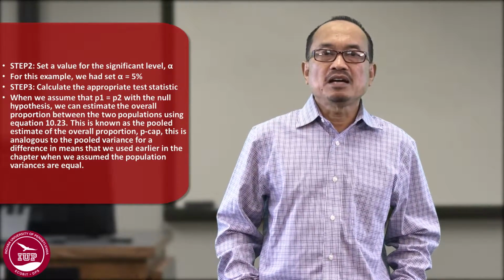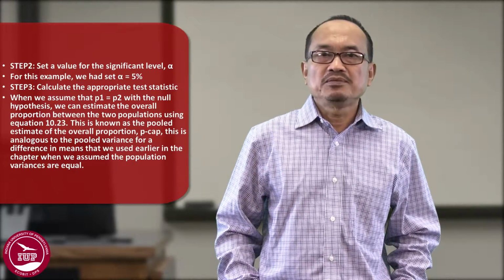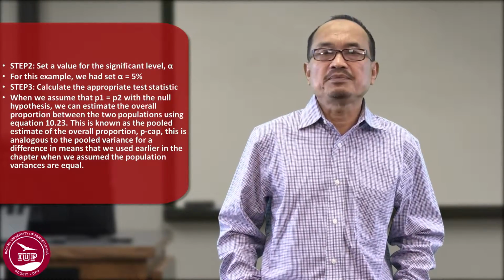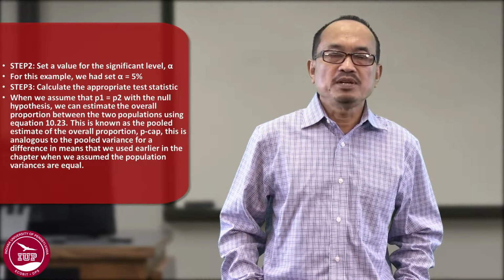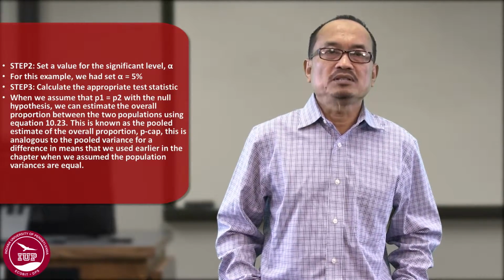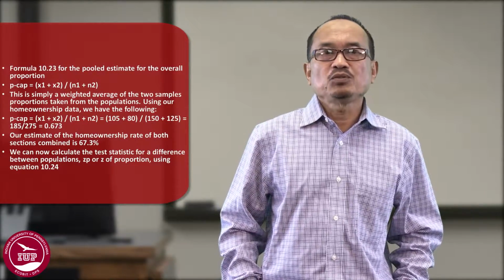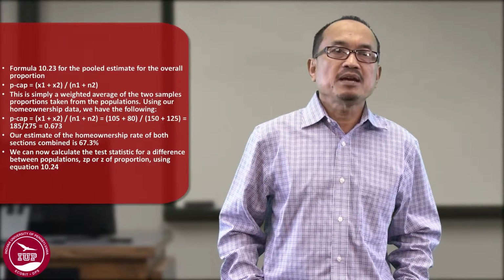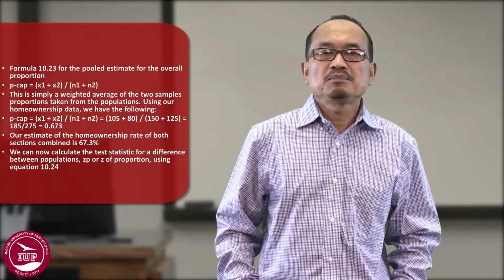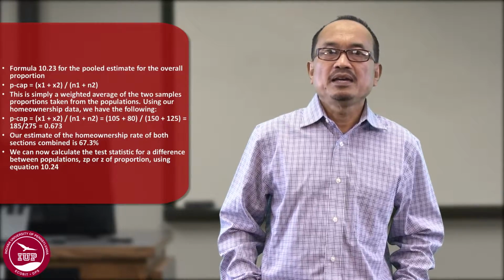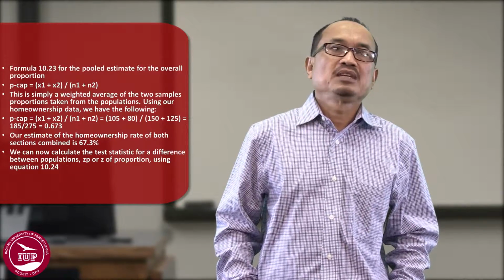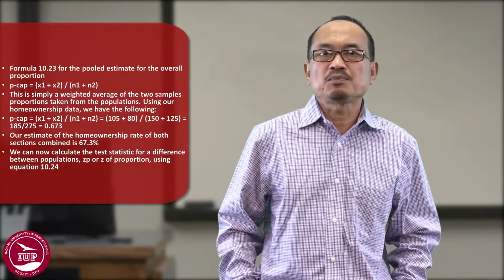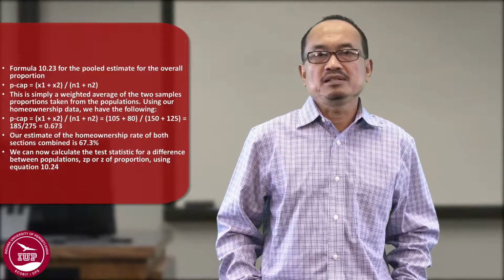This is analogous to the pooled variance for a difference in means that we used earlier in the chapter when we assumed the population variances are equal. Formula 10.23 for the pooled estimate for the overall proportion: P cap is equal to x1 plus x2 divided by n1 plus n2. This is simply a weighted average of the two sample proportions taken from the populations.